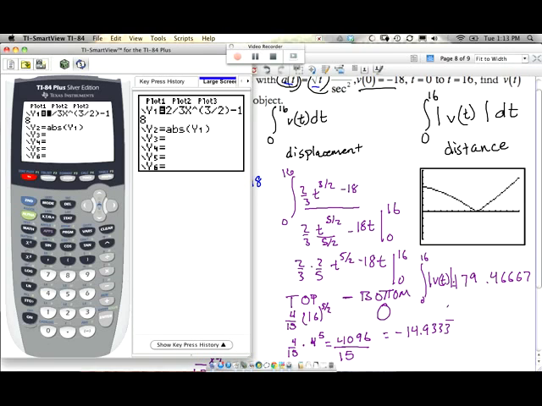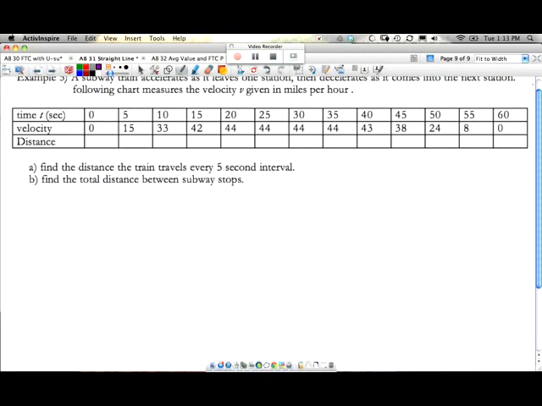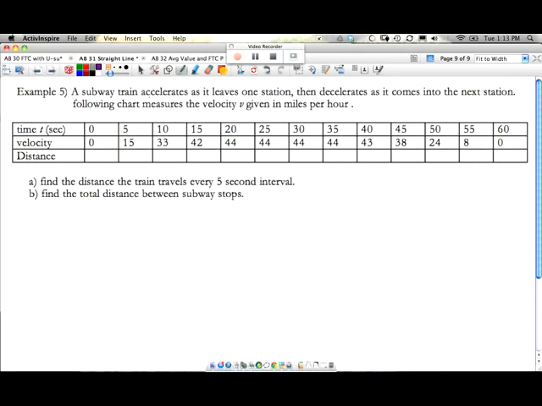All right, let's take a look at the last problem. Okay, so a subway train accelerates as it leaves one station, then decelerates as it comes to the next station. So look at this. We start out at 0, then we get faster, faster, faster. Here in the middle, we're going about 44 miles an hour. And then we decelerate, and after about 60 seconds, now we're back at 0. So it's asking us to find the distance the train travels every 5 seconds interval.